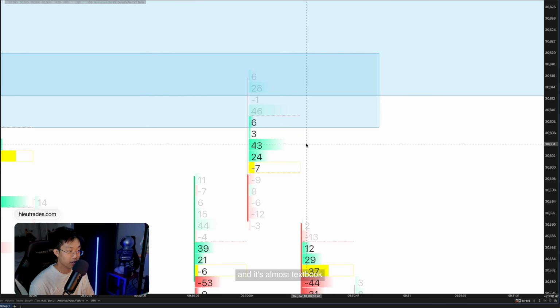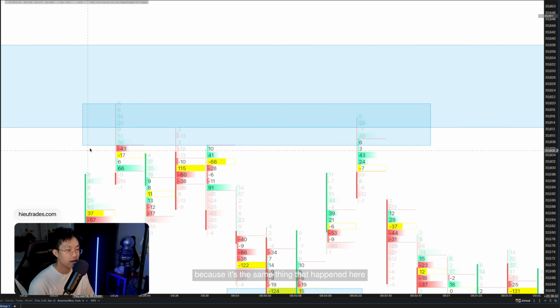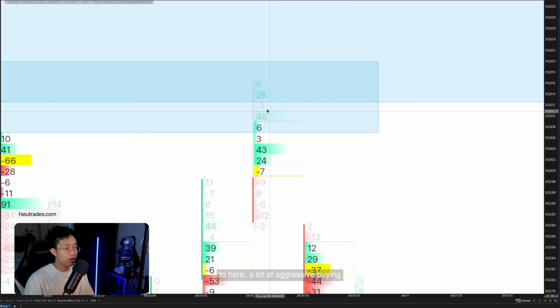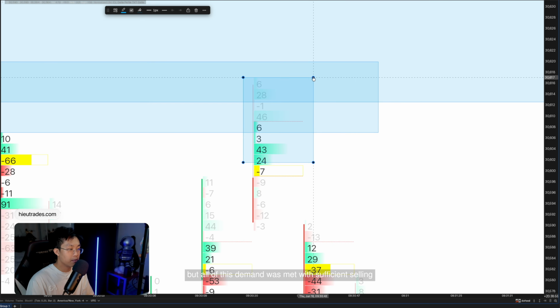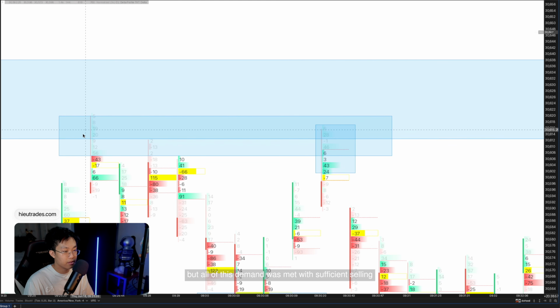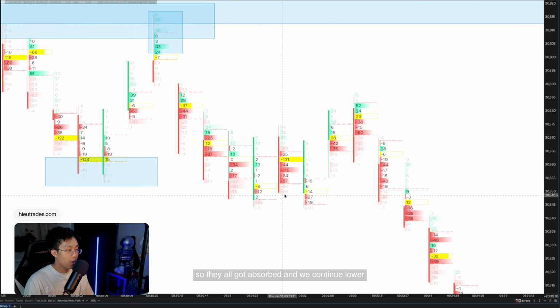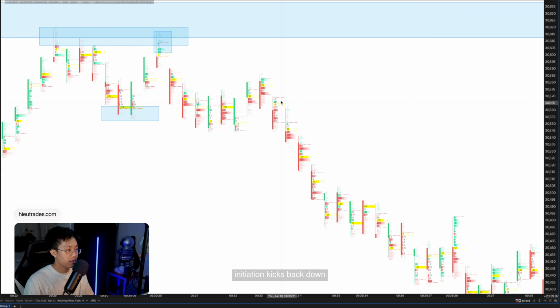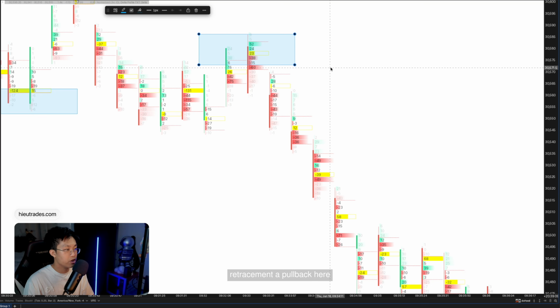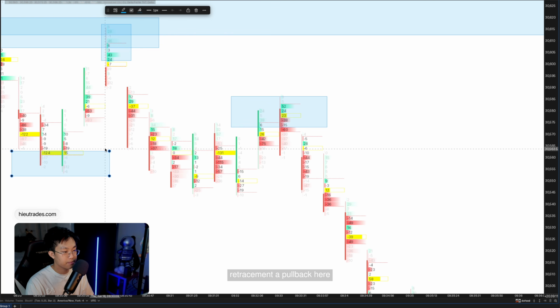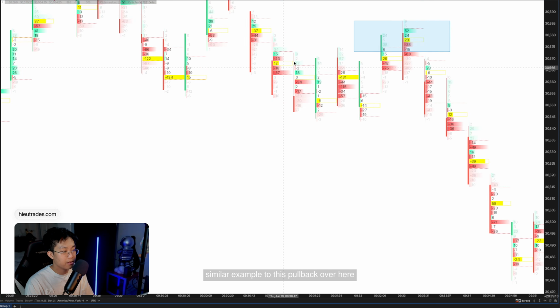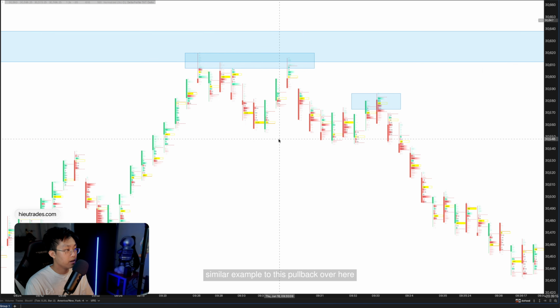And it's almost textbook because it's the same thing that happened here to here. A lot of aggressive buying, but all of this demand was met with sufficient selling at a previous level of passive selling. So they all got absorbed and we continue lower. Initiation kicks back down. Retracement, a pullback here. Similar example to this pullback over here.